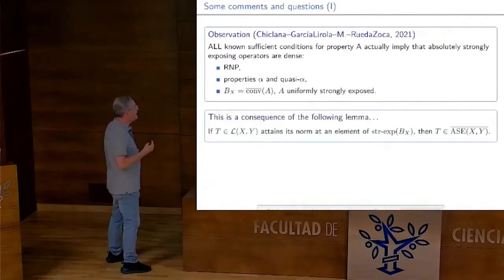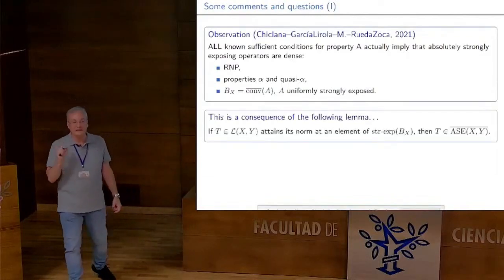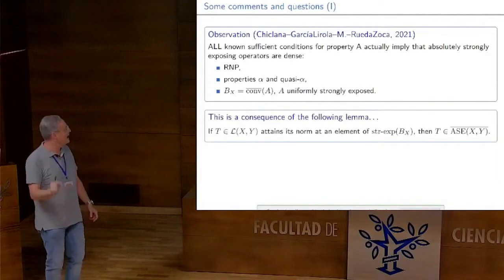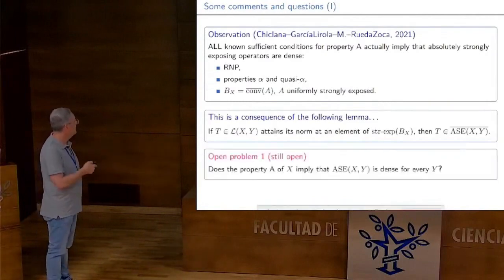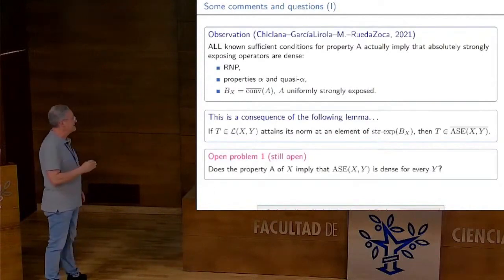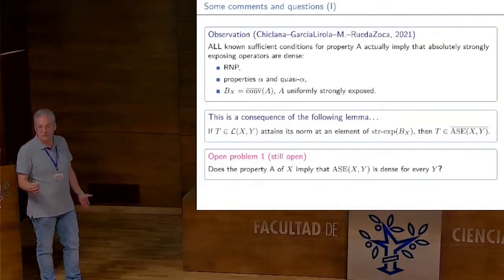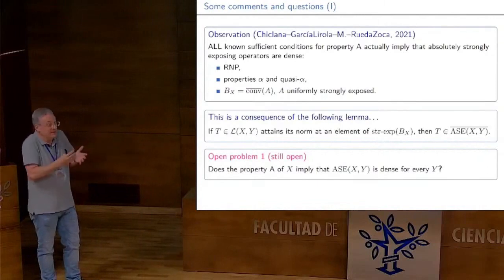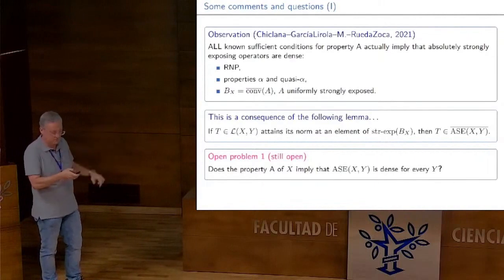And the key lemma is that it is very easy to prove that if you have an operator which attains the norm at a strongly exposed point, then automatically it can be approximated by an absolutely strongly exposing operator. And this is just the idea there. Well, open problem, still open: does property A of X imply that the set of absolutely strongly exposing operators is dense for every Y? We don't know. We just know that the sufficient conditions give that, but in general, we don't know. We know in the separable case, we know for functionals, but this is what we know.